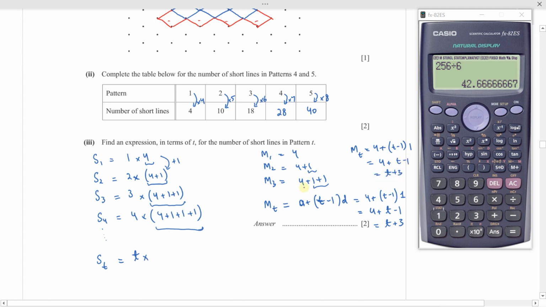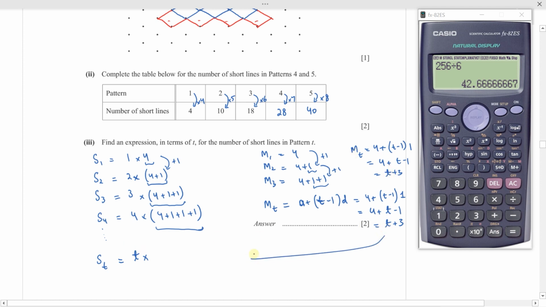t plus 3. So you can either observe the sequence and then create the formula for the tth term, or you can just straight away use this formula a plus (t minus 1) into d, where a is your first term in the sequence, which is 4 here, and d is the constant difference. So difference here is 1. So each time you're adding 1 to get the next term. So your difference was 1. So you get the expression for the tth term for the multiplier.